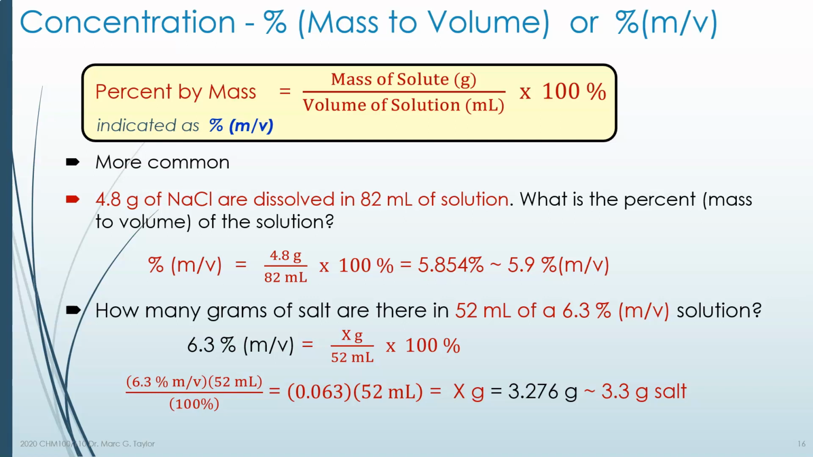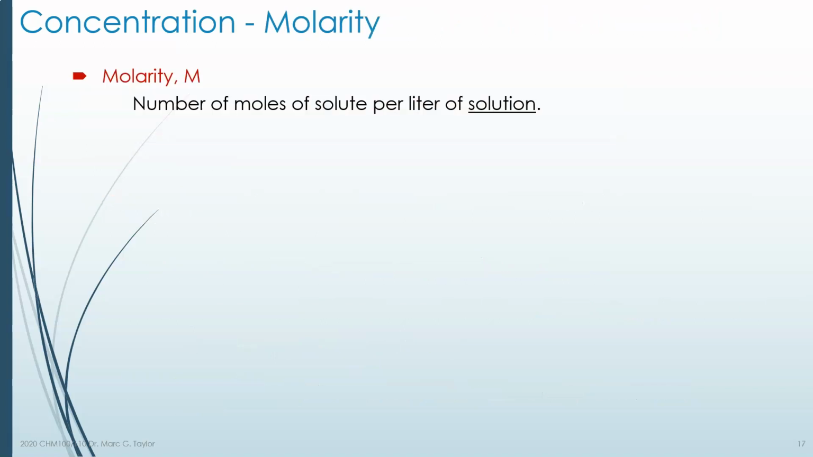Well, remember, 6.3% divided by 100% is just 0.063 with no units at all, because the units percent cancel with percent. And that leaves us with an answer when we multiply times 52 mils of 3.276 grams of our salt. And of course, again, we have a problem where the two numbers we were given have two significant digits, so we round to 3.3 grams of salt, and that is our answer.